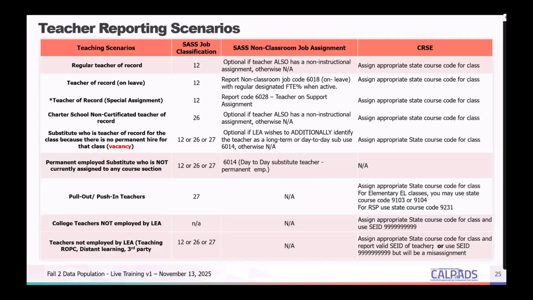For college professors not employed by the LEA, you would assign the course using the SEID of 9999999999, and you would not submit a SASS record for these individuals. For teachers not employed by the LEA, such as ROP, distance learning, or third-party teachers, you would assign the appropriate state course code in the CRSC file. Use either the teacher's valid SEID or the SEID of 9999999999. And also please note that using the SEID of 9999999999 will trigger a misassignment warning in CALPADS.